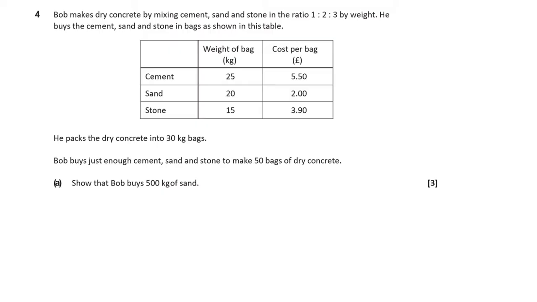This is quite a lot of info that we need to get through here, isn't it, to get to an answer? Where to start? Well, we've got the ratio of concrete here. It's cement, sand and stone in the ratio of 1 to 2 to 3, isn't it? So that's going to tell us how many kilograms of each of those things we're going to need in order to make our concrete. So how much concrete do we need? We want 50 bags of concrete, and each bag of concrete weighs 30 kilograms. So how much concrete is that altogether?